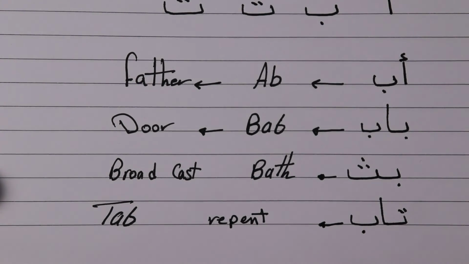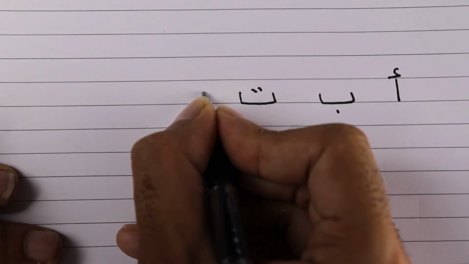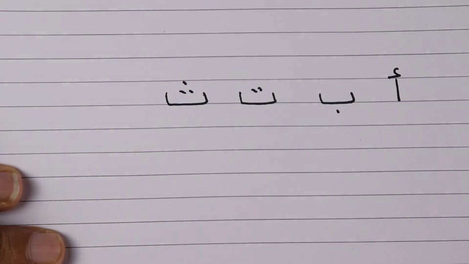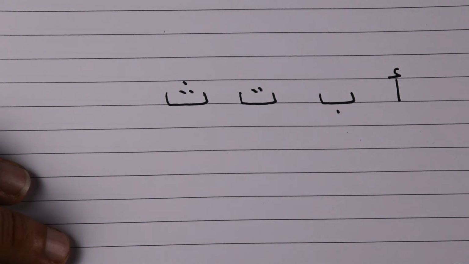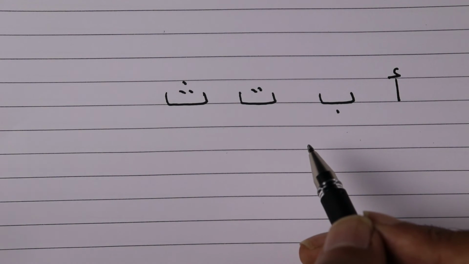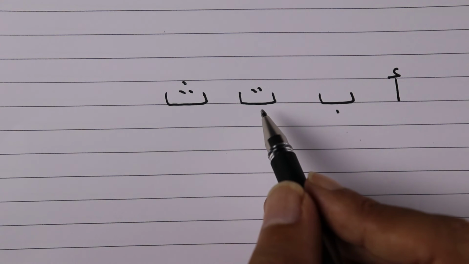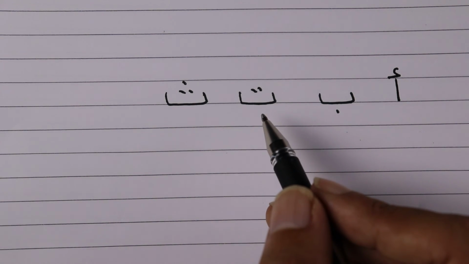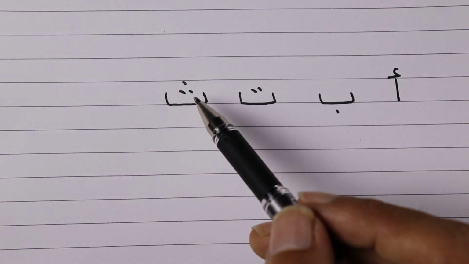So tab means repent. And now let's review what we have learned today. Today we have learned the first 4 letters in the Arabic alphabet, which are Alif, Ba, Ta, Tha. Alif gives a sound of A, like the A in the English word cat. Ba gives a sound of B, like bath. Ta gives a sound of T, like the word tea. And Tha gives us a sound of TH, like three.